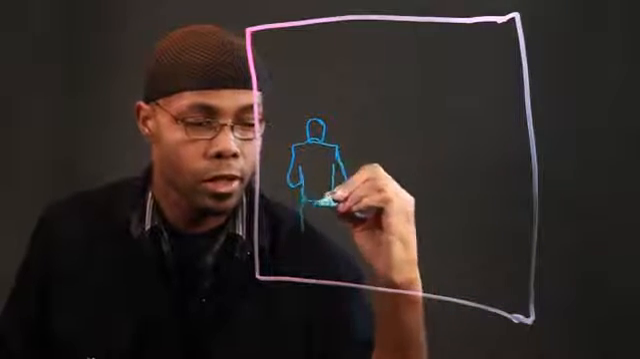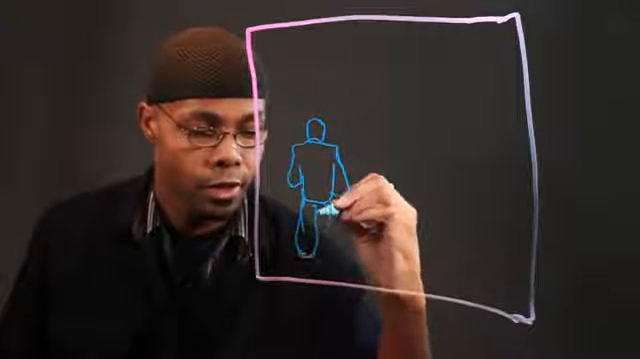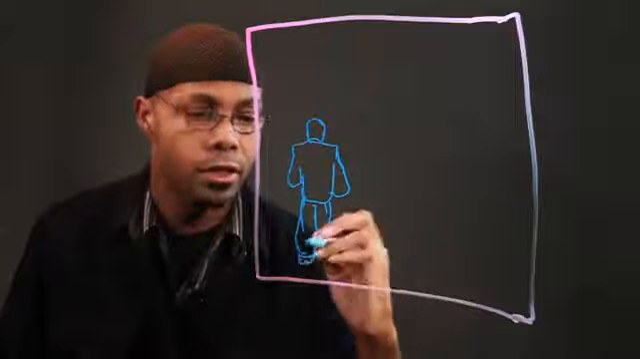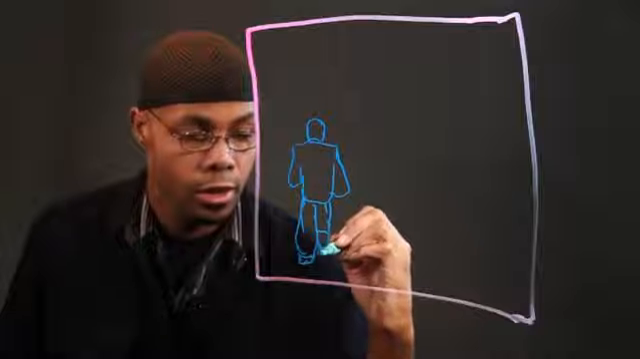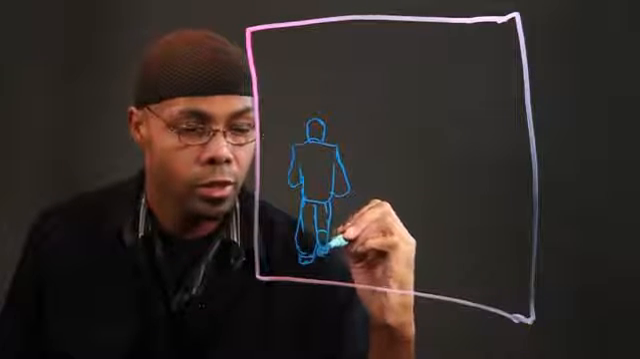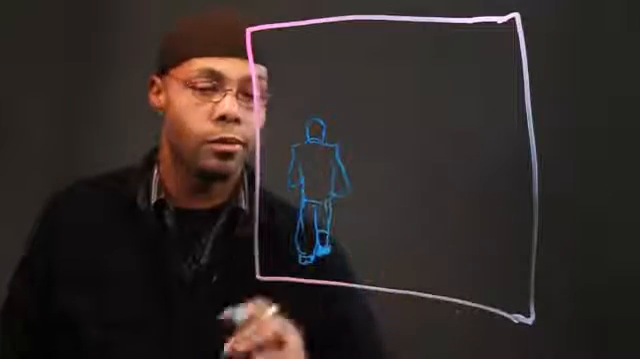Okay. Now, when drawing someone walking away, you got to pay attention to their feet. Now, his feet, one foot has to be higher than the other because he's walking away from us. That's how we illustrate that. One foot is slightly higher than the other because he's walking away from us.